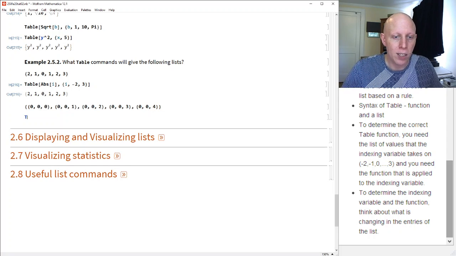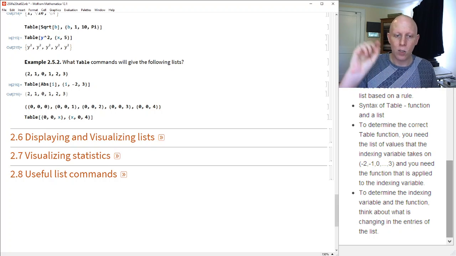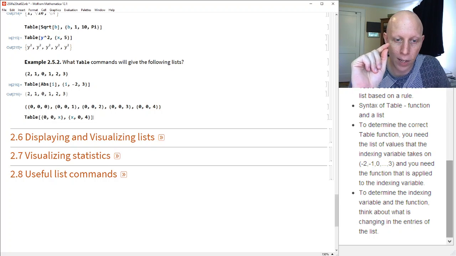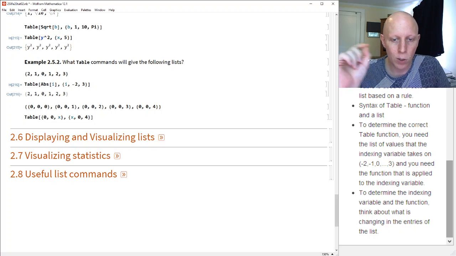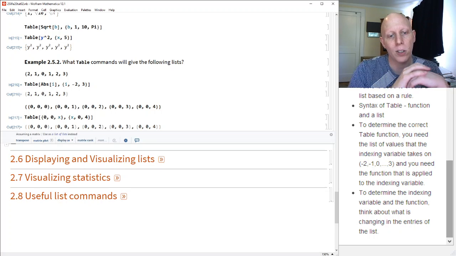And so to create this function, every single thing looks like 0, 0, something. Let's call it x because we like x. 0, 0, x, where x changes. What does x change from? x changes from 0 up to 4. The way you read this is, I want a list of items that all look like 0, 0, x, where x starts out at 0 and goes up to 4. And that's exactly the structure of what we're aiming for. All right, great.